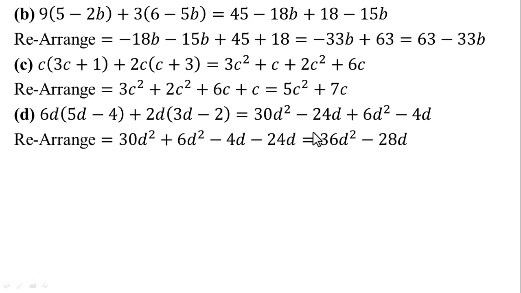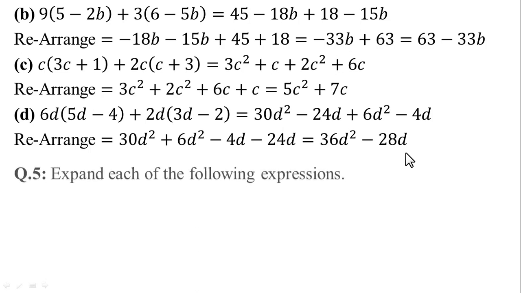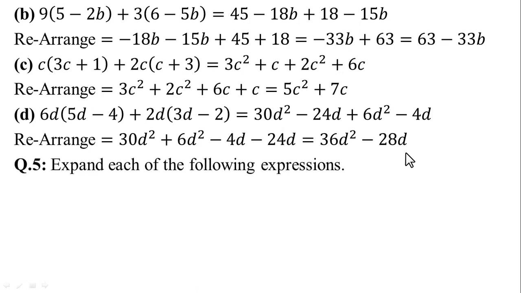Now rearrange the values: 30d square plus 6d square minus 4d minus 24d. Here we have 36d square minus 28d. Now in question number 5, expand each of the following expressions.